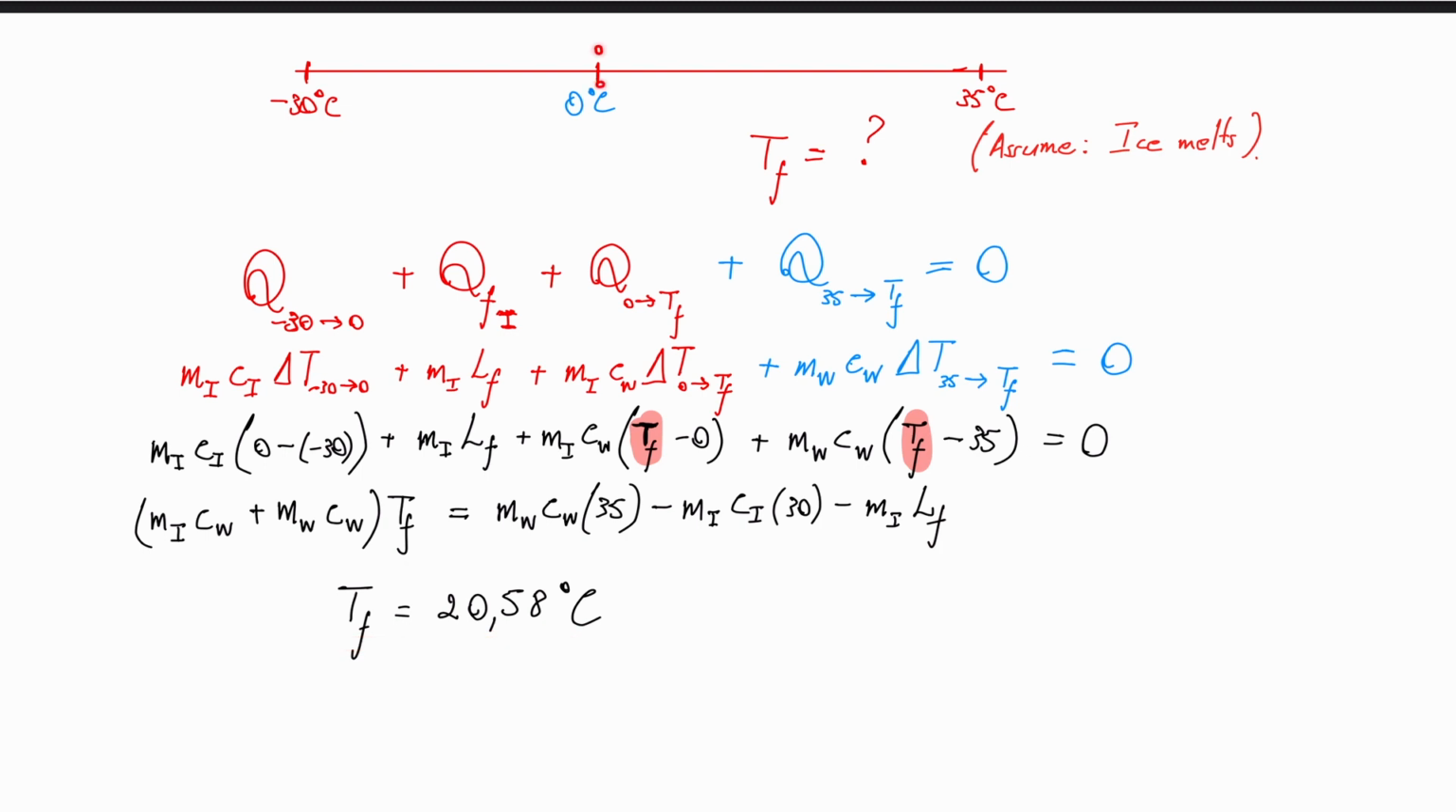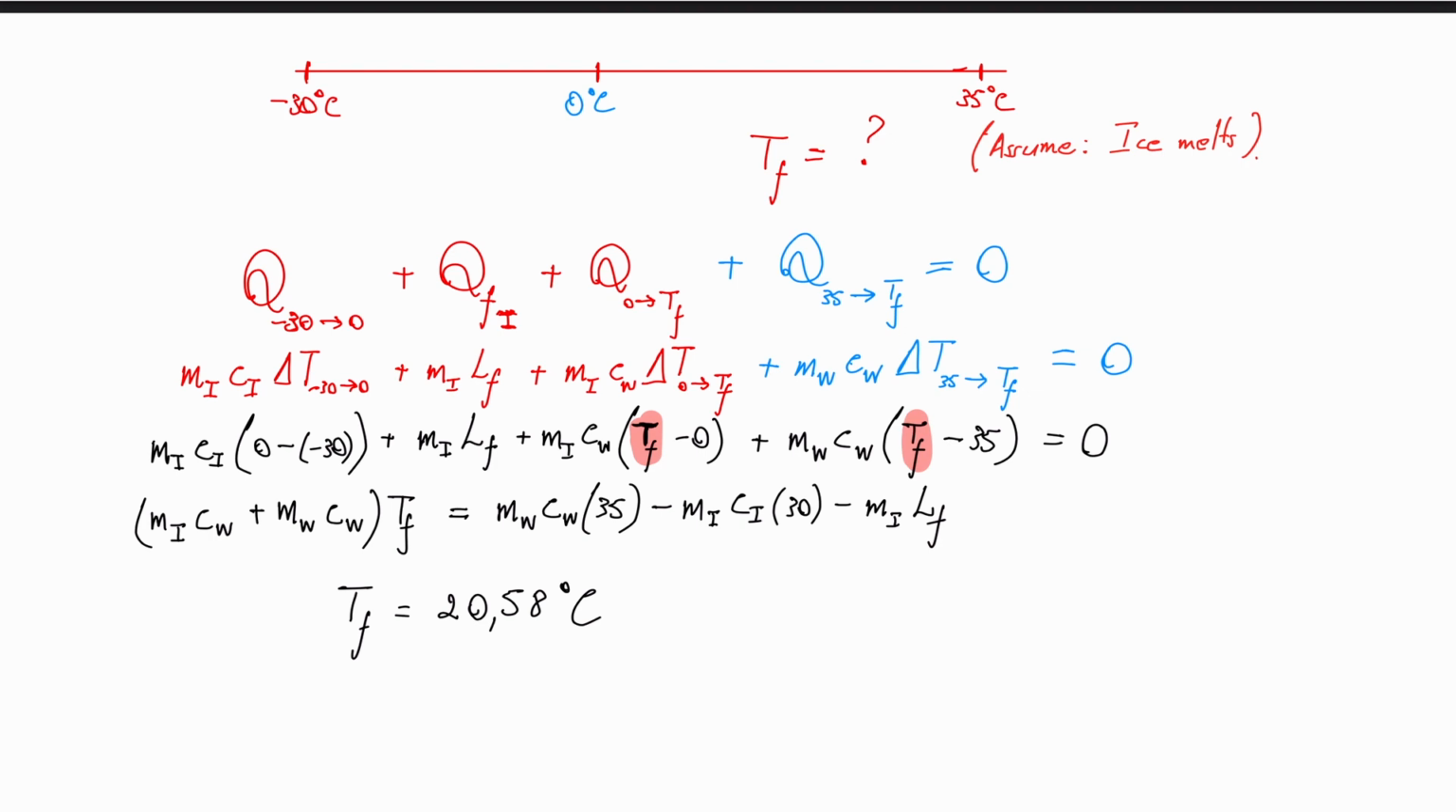20.58 is larger than 0 and it's less than 35. So this fits the bill. You might say, well, how did I know this assumption? What if maybe my intuition was wrong? Well, let's try it the other way.